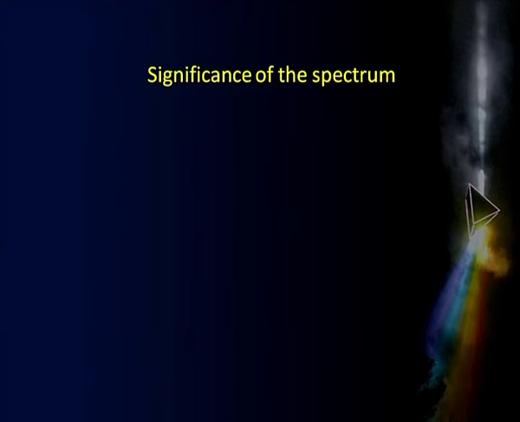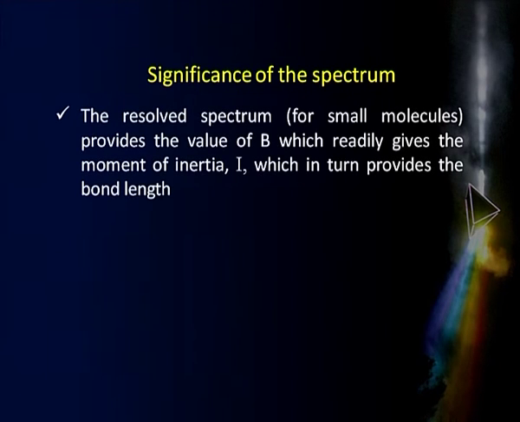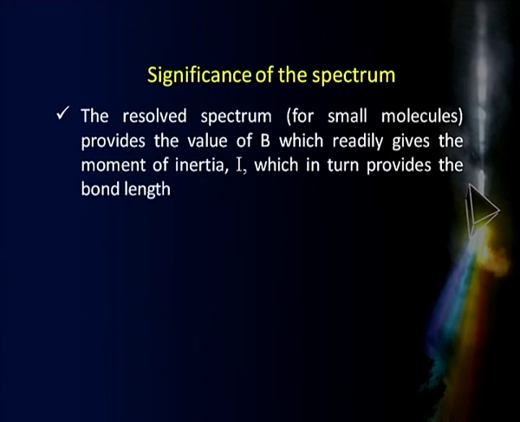Now, let us see what is the significance of this spectrum I have got. The significance is, if I have got a resolved spectrum, which happens in the case of small molecules, we do get a resolved spectrum. This will provide us the value of B, because we know that the first line is at 6B and then 10B and so on and so forth. If I can locate them, I can get the value of B, which will give me readily the moment of inertia, because we know that B and I are related, which in turn is going to provide me the bond length, because we know that I is equal to mu r square. So, if I know I, I can get the value of r. So, that means in principle the rotational Raman spectrum can give me a means of getting the bond length of simple molecules.